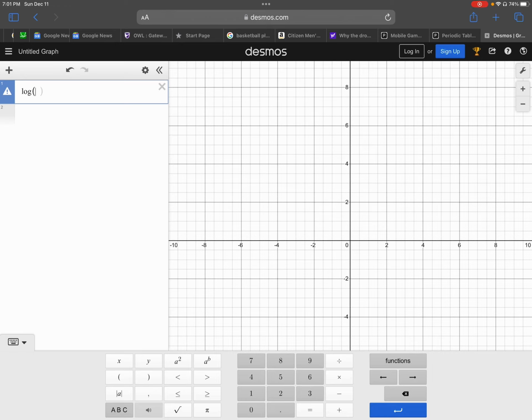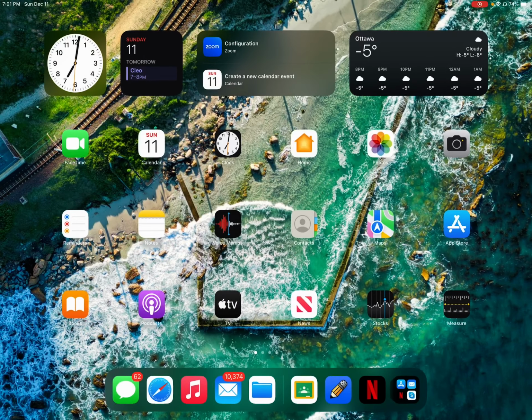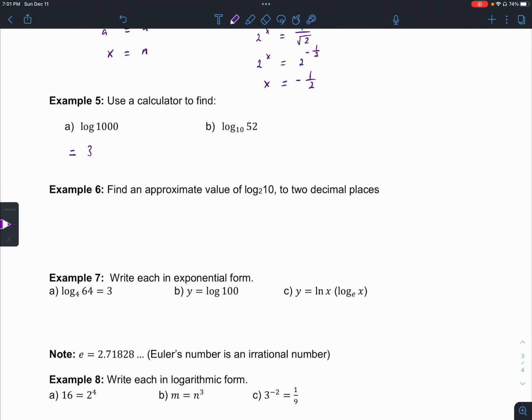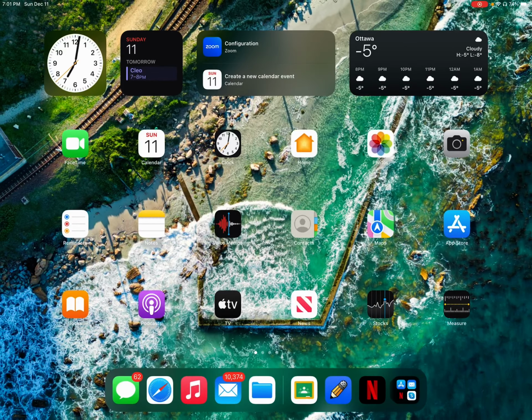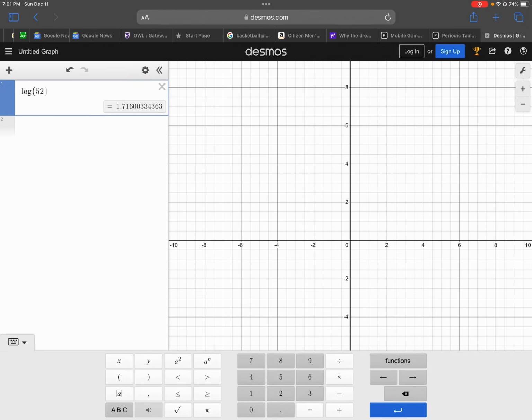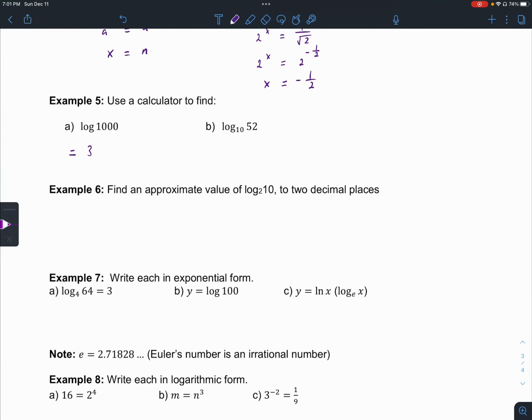And I think it was 52, right? Now let's go back and check. Yeah, log to the base 10 of 52. Okay, so what was it? It was 1.72. Okay, so 1.72 approximately. Okay, so that's just using a calculator. So you wouldn't be able to do this without a calculator because it's not a whole number.